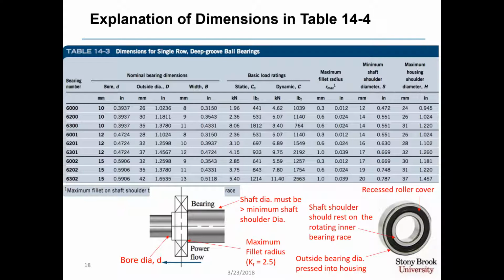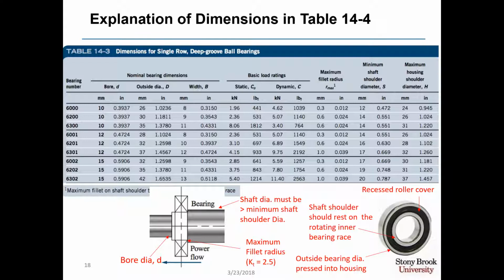Here we're showing a step shaft where the bearing is press fit. The bore diameter D of the shaft goes to the inner diameter of the bearing. The maximum fillet radius is 2.5. That's where the small diameter meets the large diameter. And the shaft diameter must be greater than the minimum shoulder diameter. That's the shaft diameter on the right, because you do need that shaft to be pushing on the inner race of the bearing, as shown on the lower right side here. That shaft shoulder has to rest on the rotating inner bearing race.